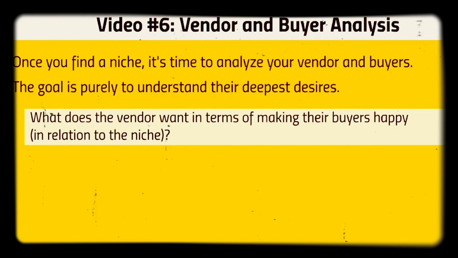So the first question is, what does the vendor want in terms of why and what they want to do, and how they want to do it, as far as making their buyers happy? In other words, when a vendor sees something, they either think, well, this is something that my buyers definitely don't want, or this is something that my buyers really, really want, and I want to make a deal with another vendor and make a special deal for my buyers.